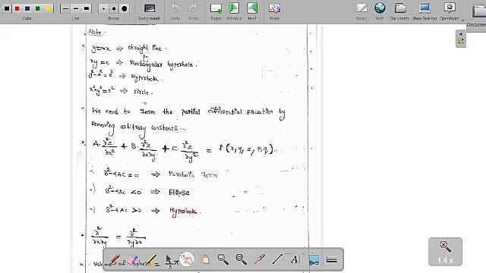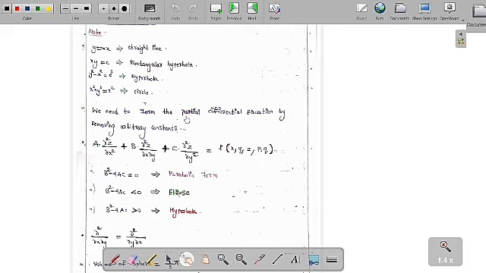y is equal to mx is called a straight line because it is always passing through the origin. But x into y is equal to c is called a rectangular hyperbola, which I have already discussed. But y square minus x square is equal to a square is called just a hyperbola, whereas x square plus y square is equal to r square is called a circle. So these are the general formats of a circle, hyperbola, rectangular hyperbola, and a straight line.